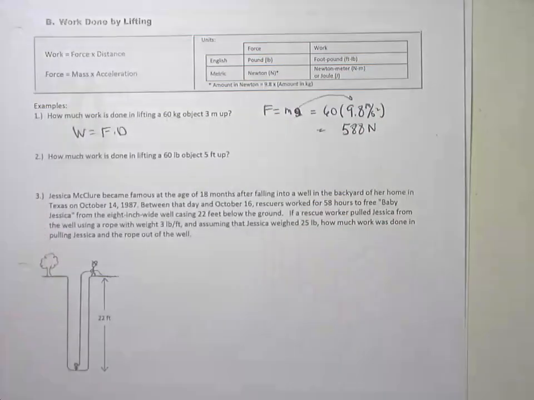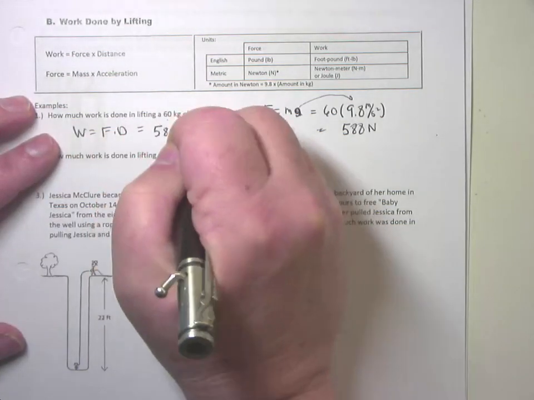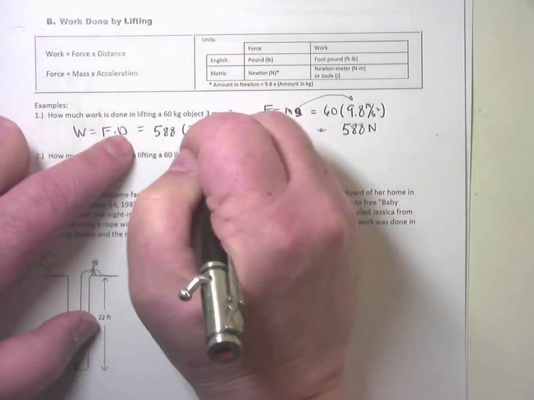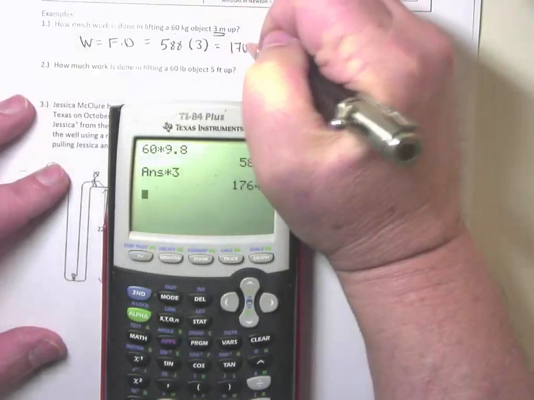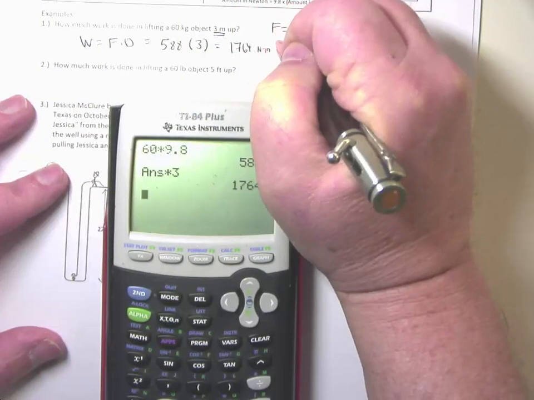But wait, we're not done yet. That's just to get the force. You got to actually work with the mass to get the force by multiplying by gravity. The gravity in the metric system is 9.8 meters per second squared is what we'll use. So the work would be force times distance. That's 588 times, we're moving it 3 meters up, so your distance is 3. And 588 times 3 is 1764. And we would accept Newton meters, but the traditional units is what?